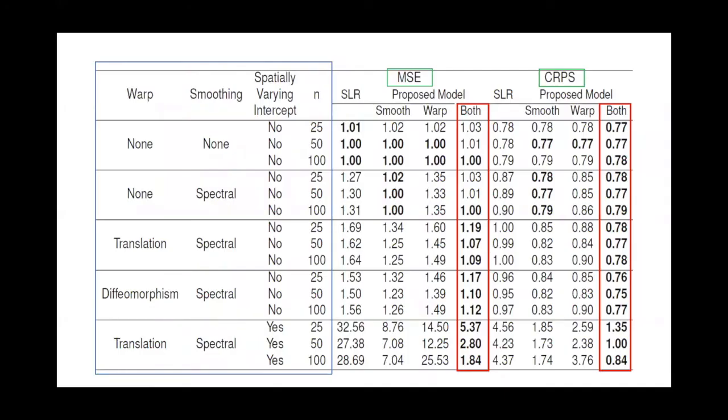I'm dumping a lot of information here in this one single table. So let's go part by part. This blue box here is basically how we toggle different settings. Whether we use a warp to generate the data, whether we use a smoothing to generate the data, whether in the data generation process the intercept was actually spatially varying or not, how many monitor stations are there in our original image. These are all the factors that we consider in designing our study.